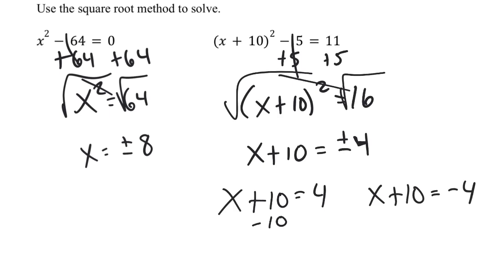I'm going to subtract 10 on each side. X will equal 6. And then we'll subtract 10 on each side here. X will equal negative 14.